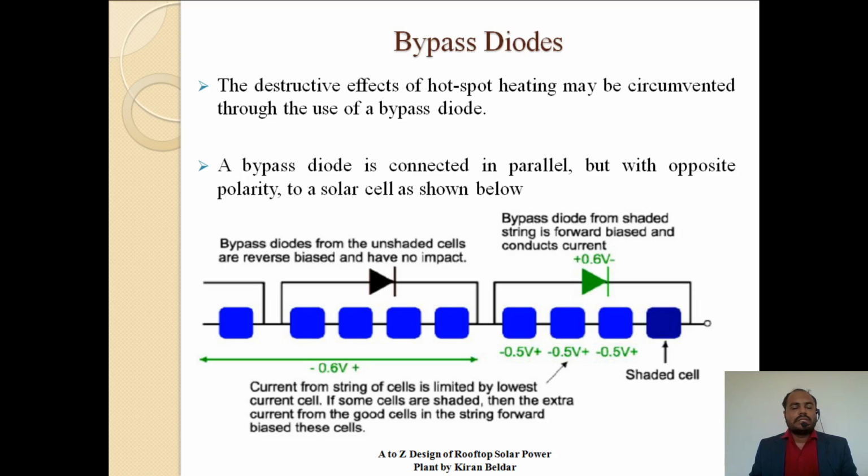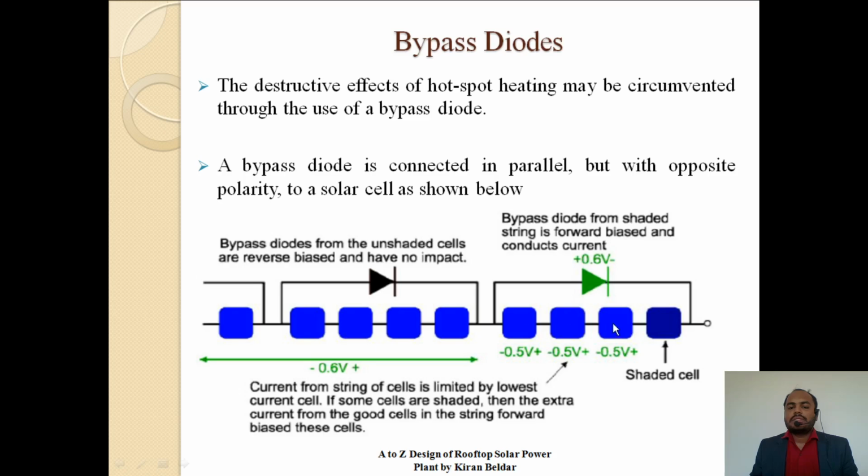Bypass diode: the destructive effect of hotspot heating may be circumvented through the use of a bypass diode. A bypass diode is connected in parallel but with opposite polarity to a solar cell, as shown in the figure. Here we see 1, 2, 3, 4 solar cells. These are in working condition, or we can say they are unshaded solar cells. We are connecting the bypass diode here, and we are connecting the bypass diode here also.